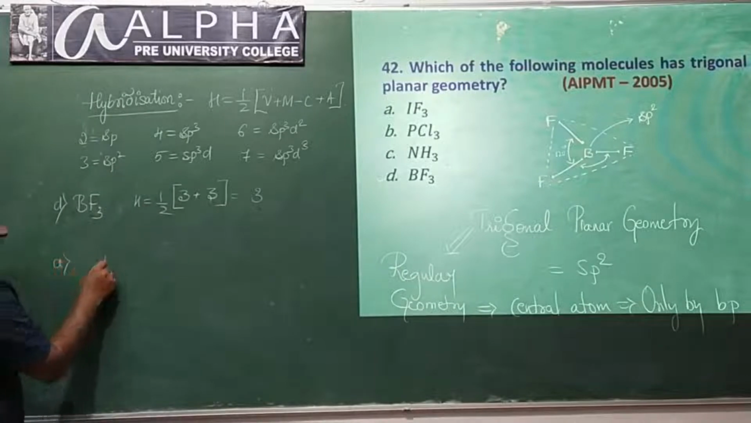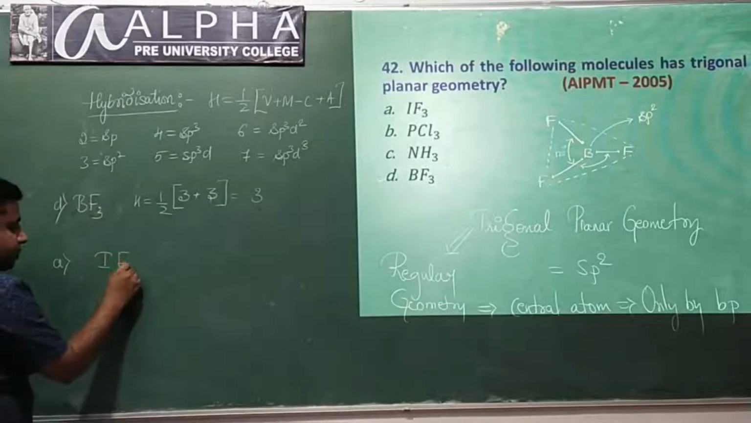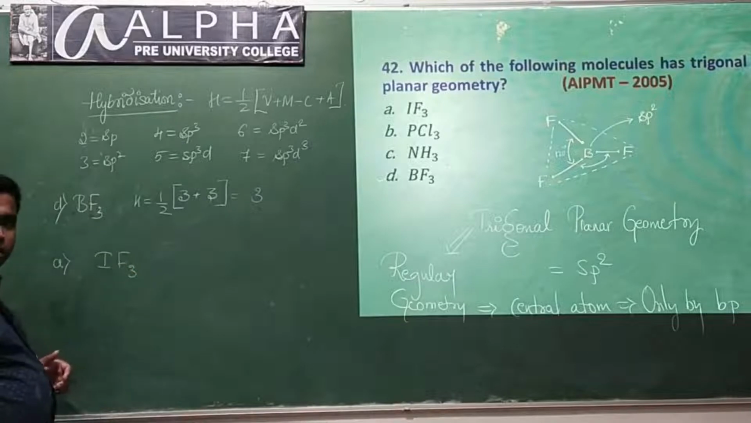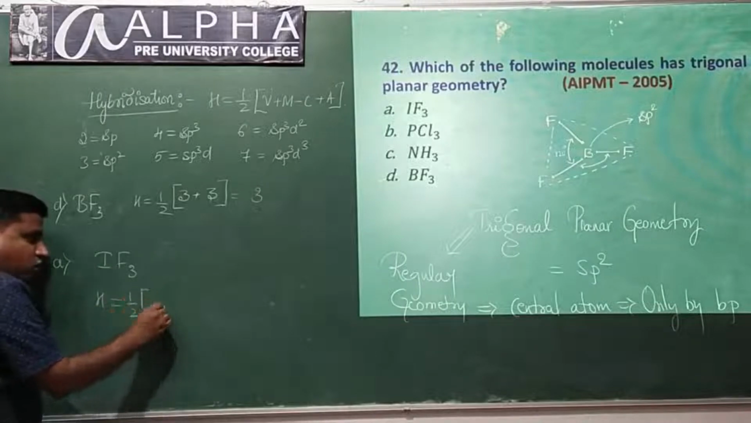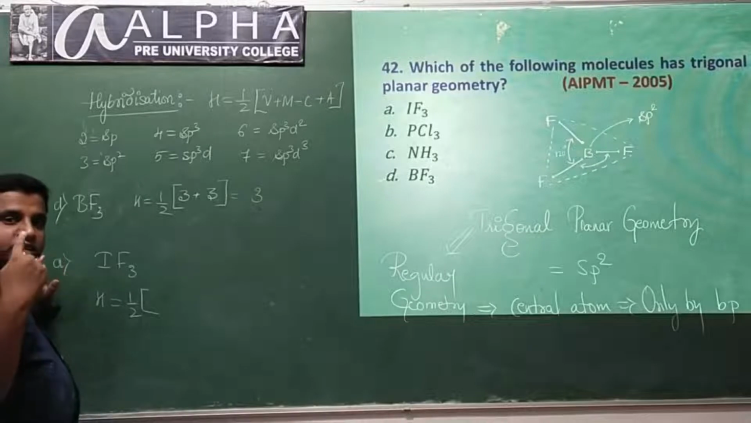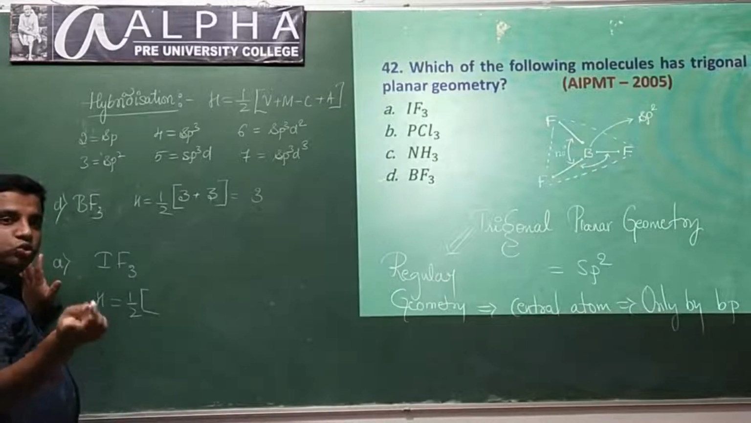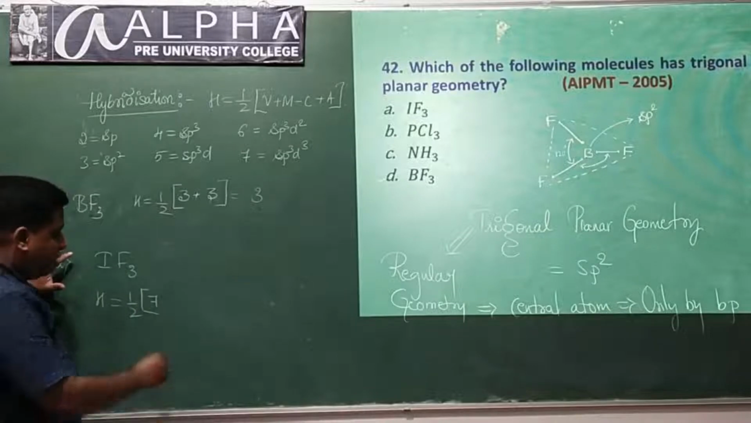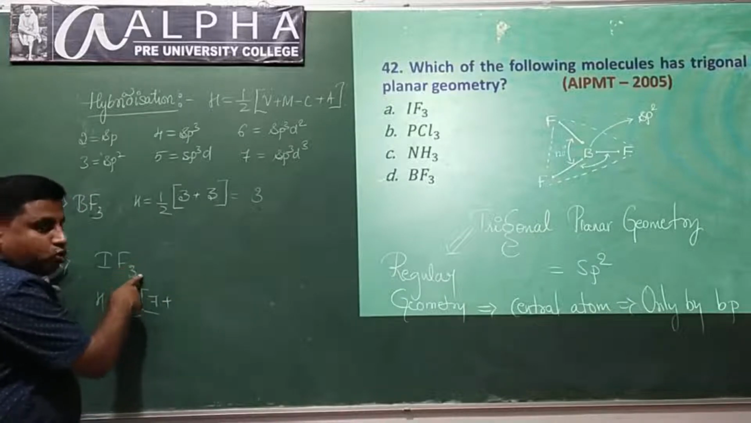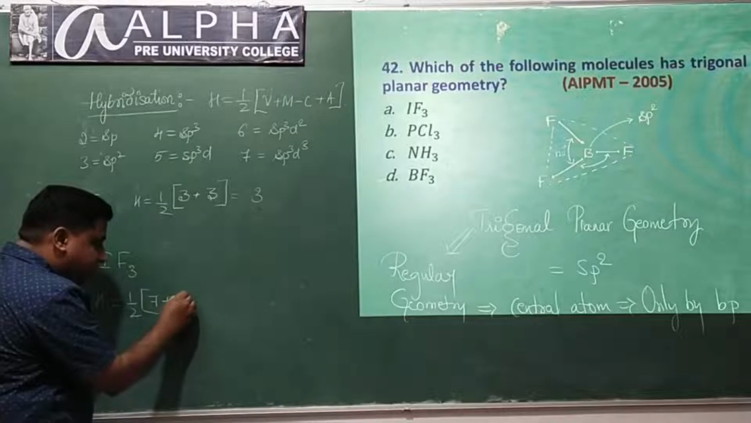For option A, IF3, look at the state of hybridization for the central atom. Iodine is the central atom here. Hybridization is half of... Iodine belongs to the halogen family, 17th group, 7 valence electrons. So V is 7. Fluorine is a monovalent atom, so the number of monovalent atoms is 3.